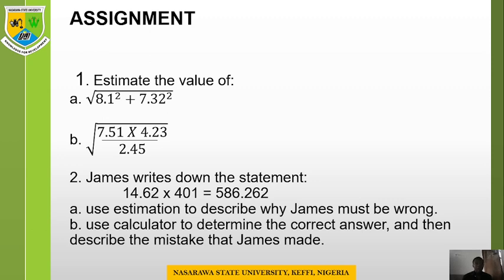Alright, this is an assignment for you to do. And remember, for A and B, you don't need to use a calculator. Just estimate. And let me give you a hint. Correct each of the numbers to one significant figure before you move ahead to make it very easy for you.